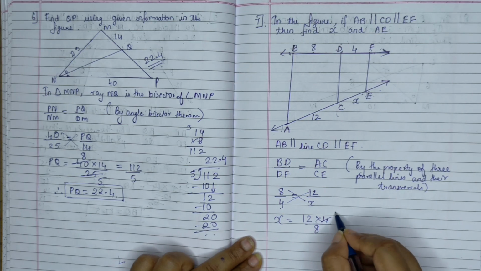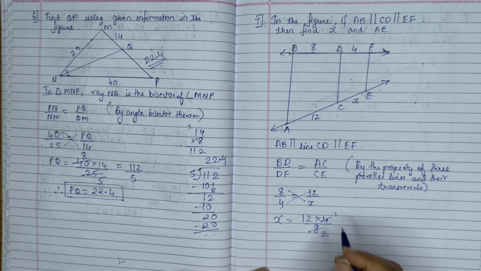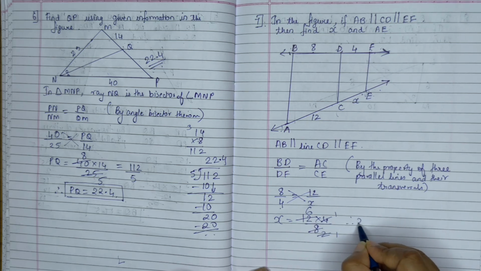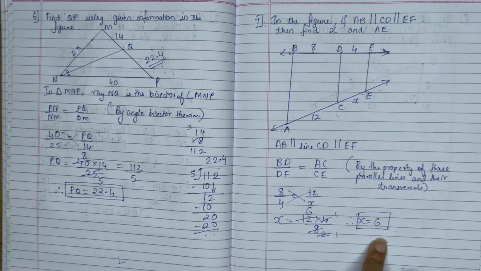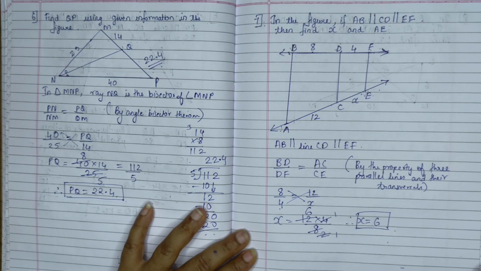Now we can reduce this. 4 1s are 4, 4 2s are 8. Again, when we reduce this, 2 1s are 2, 2 6s are 12. So therefore we got the value of x. X is equal to 6. Okay, we got the value of x. Next, we have to find AE.